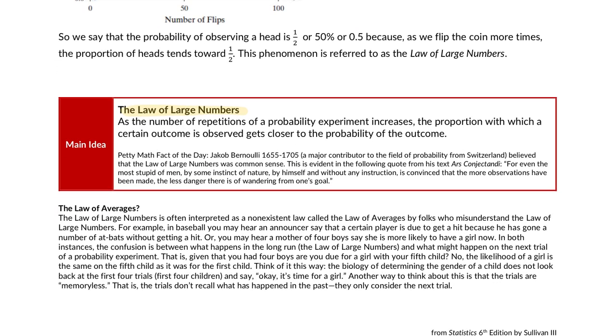I love this petty math fact. Jacob Bernoulli, who has a lot of theorems, Bernoulli's theorem, is an old guy, a major contributor to the field of probability from Switzerland. I love this fact: he believed that the law of large numbers was common sense, and this is evident in the quote from his book. It said, "For even the most stupid of men, by some instinct of nature, by himself and without any instruction, is convinced that the more observations have been made, the less danger there is of wandering from one's goal." So this is something we understood for a very long time and codified into this law of large numbers.